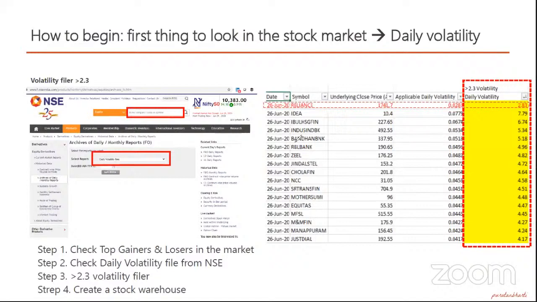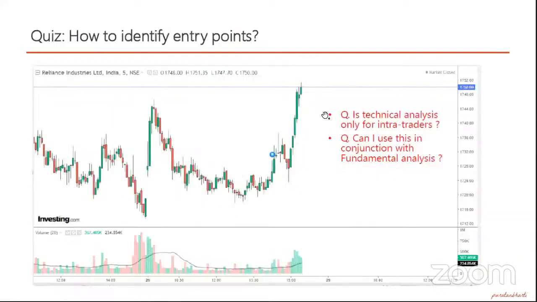I'm sure you're enjoying it already till this point now. So let me just change the slide. Okay, wow. So the quiz to you is how to identify the entry points. I see this graph now. Let me just quickly give you what is this one. So this is the Reliance Industries. This is a 5-minute time frame. So let me use the annotation tool for you.